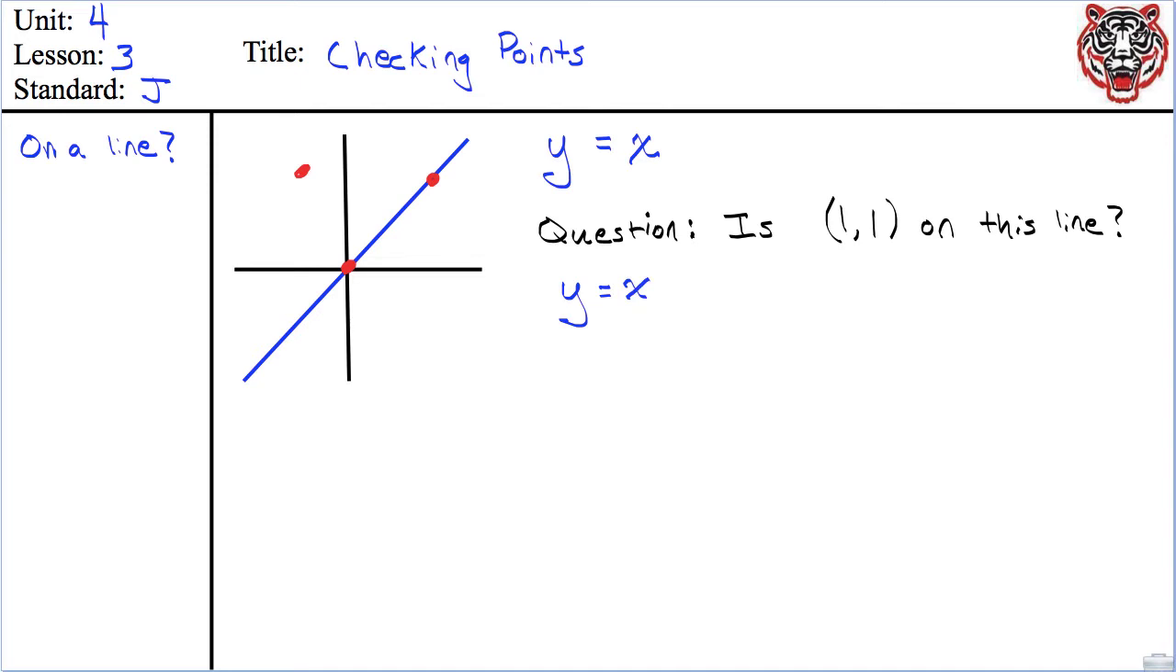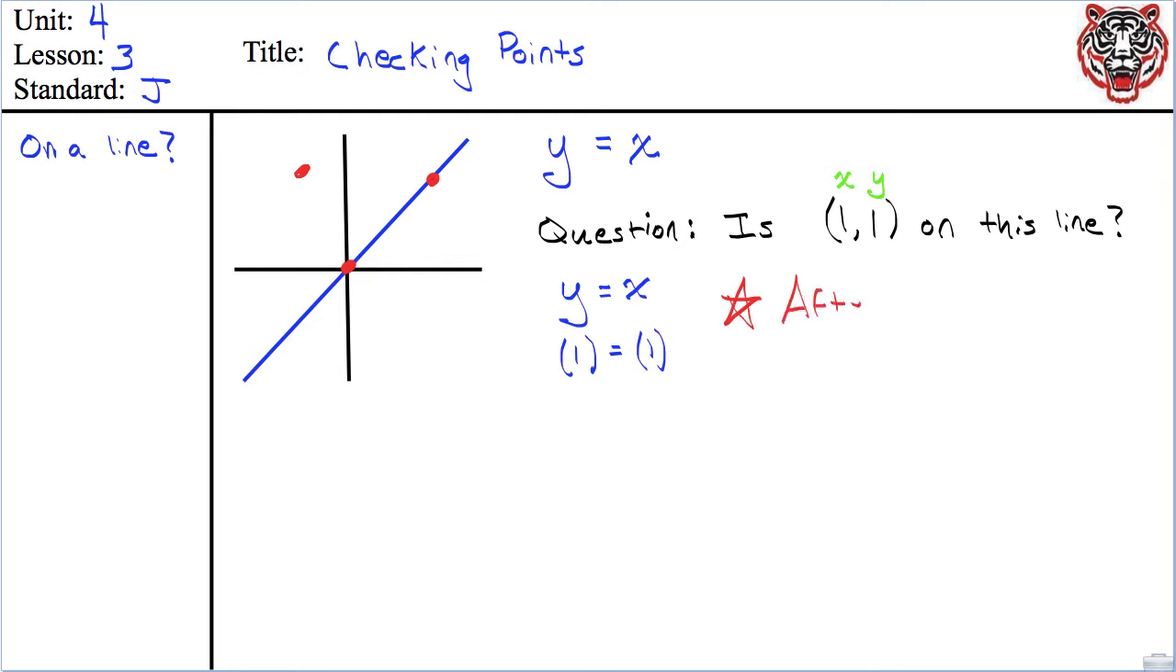So when I have y equals x, I need to sub in these values. Remember, and you can make this note above this in case you forget, the first value is x, and the second value is y. So I plug in 1 and 1 for x and y. And here's the key thing. This is the main thing that you need to take away from today.